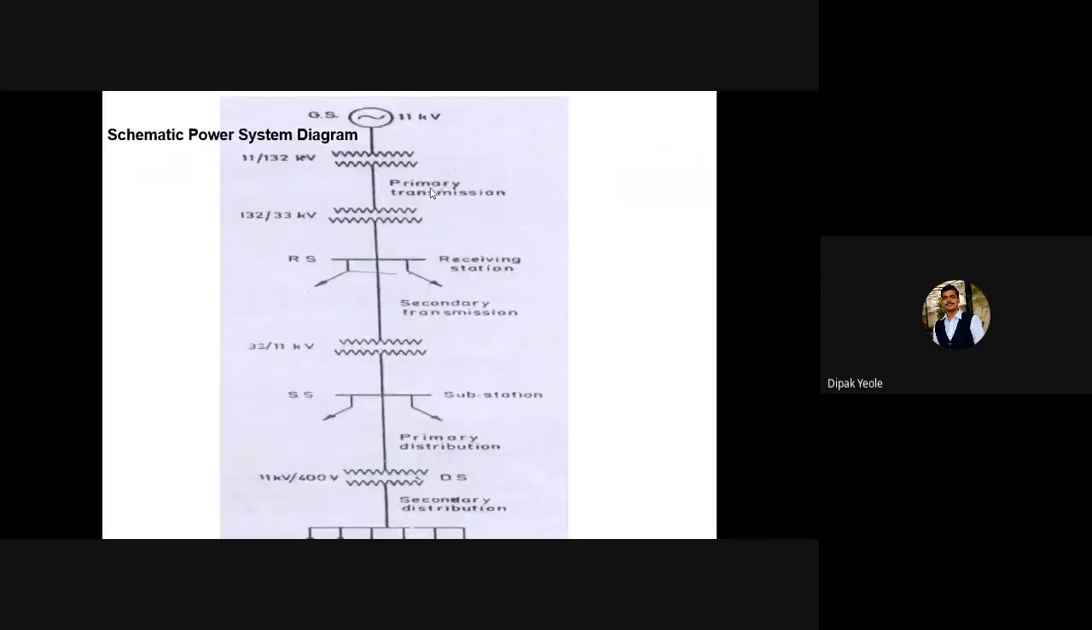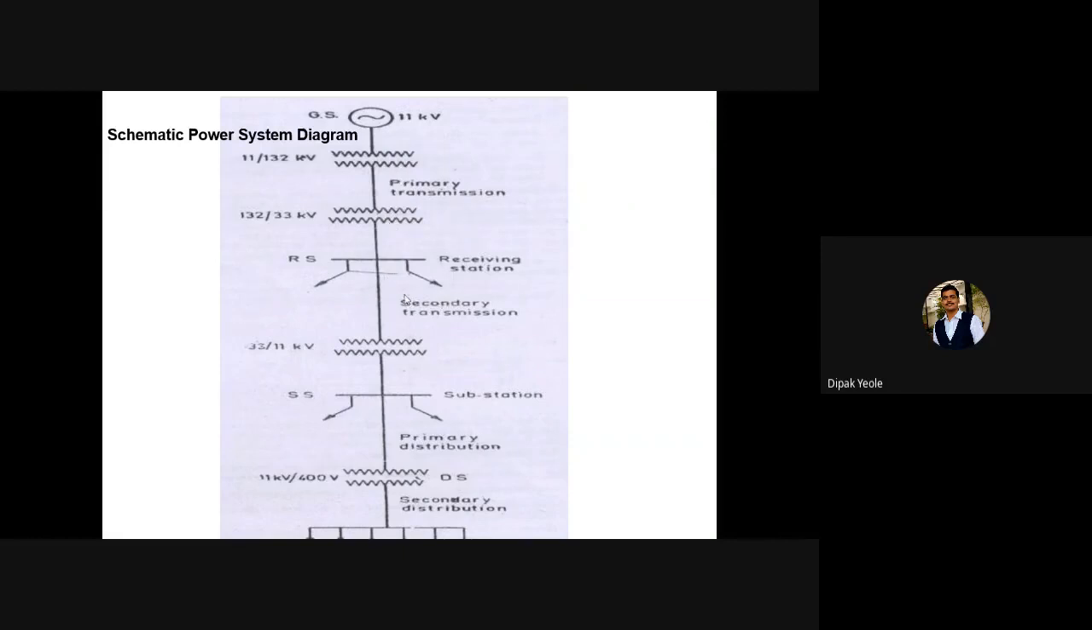There will always be a question: what is the power system diagram? I already explained. The generating station produces a voltage of 11 kilovolt. This 11 kilovolt is converted into 132 kilovolt. Obviously, we need a step-up transformer for this, and you can see the symbol of the transformer. After 132 kilovolt, we need to step down to 33 kilovolt. This is a step down transformer, and this stage is called primary transmission.